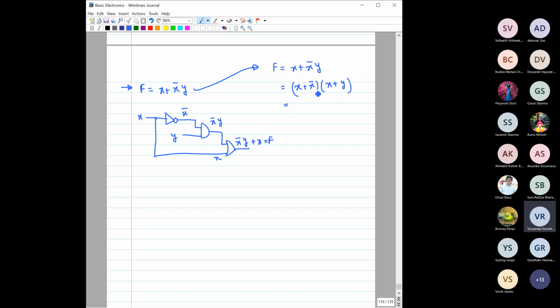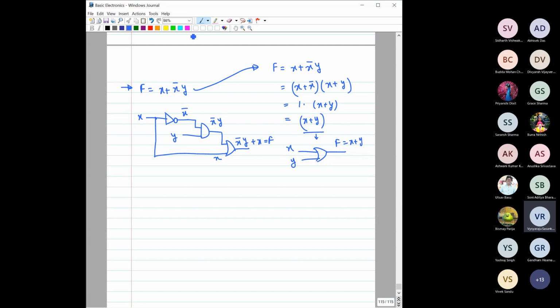Okay. Now what is x plus x dash? Guys, please tell me what is x plus x dash? 1. And this is x plus y, right? One operated with another function gives us 1 and this, so the output would be x plus y. So you see the same function can also be represented in this way. Now if we want to implement this using digital gates, we need only one OR gate.